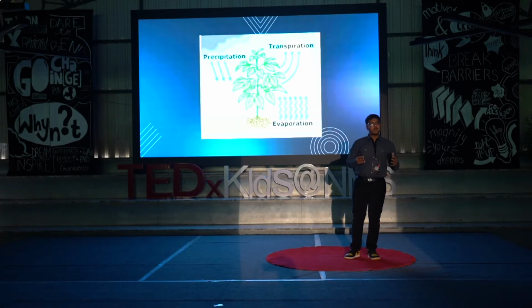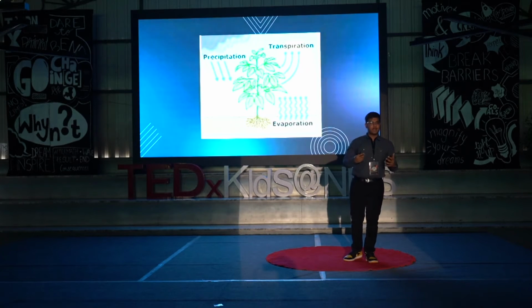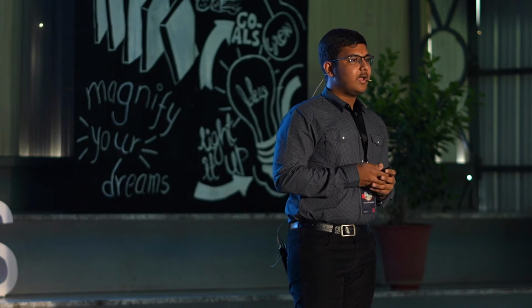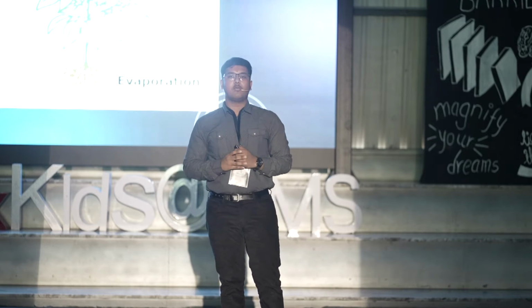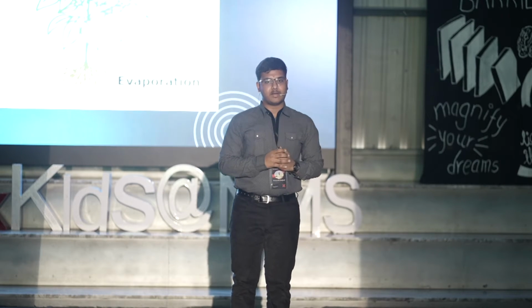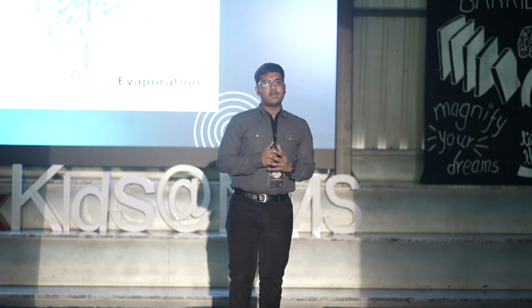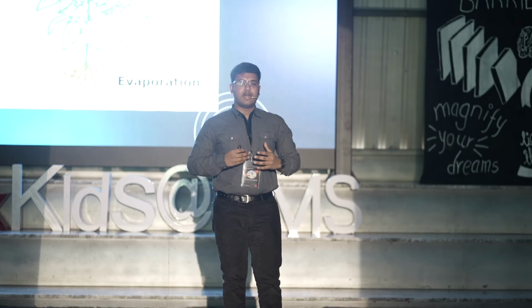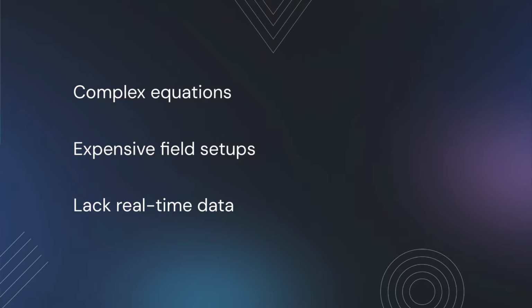This word might sound a little intimidating at first, but let us break it down together. Evapotranspiration is a combination of two words, evaporation and transpiration. Together, evapotranspiration contributes to 97 to 99% of the water that is lost from the plants. Transpiration refers to the water vapor that is lost from the plant's leaves through the stomata holes.